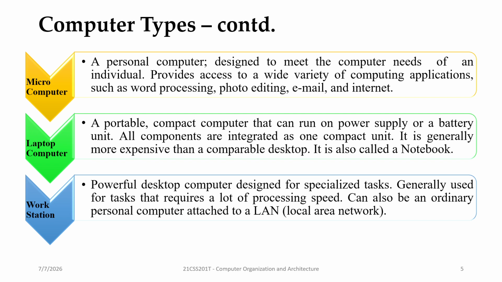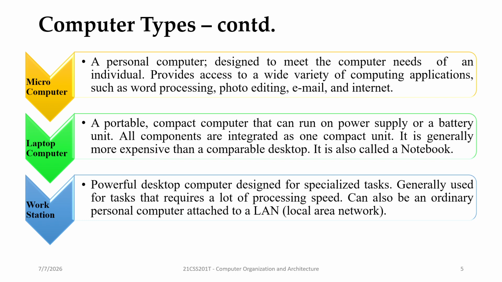First one is a microcomputer. The other name for the microcomputer is a personal computer. It is mainly designed to meet the computing needs of an individual. It provides access to a wide variety of computing applications such as word processing, photo editing, email, and internet. This is a microcomputer.